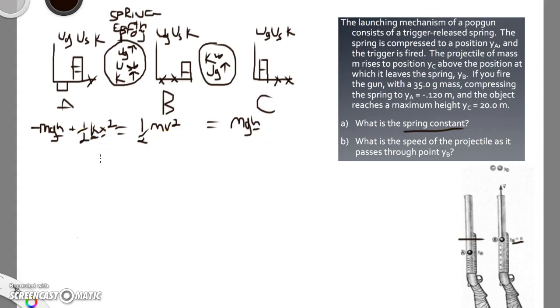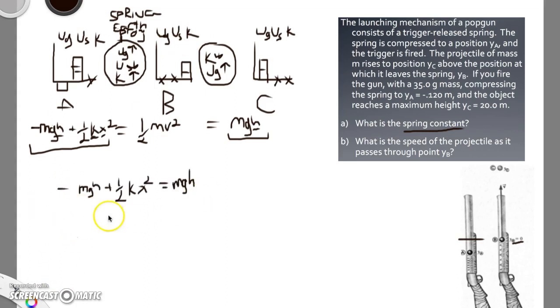In order to do so, we have to compare 2 snapshots that we know a lot of information about. We know everything else about this one, and we know everything about this one. So if we compare these 2, by setting them equal to each other and ignoring this middle piece, we can solve for that spring constant. So let's go ahead and do that here.